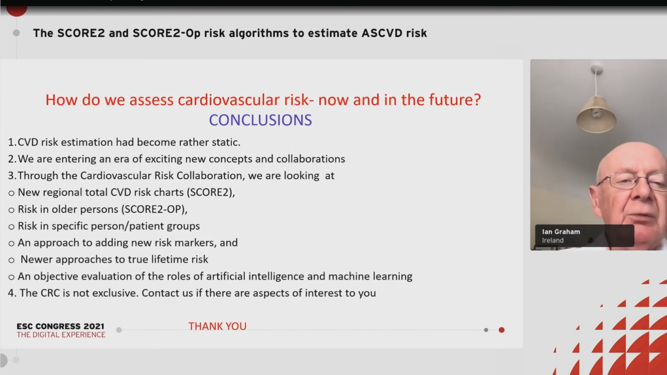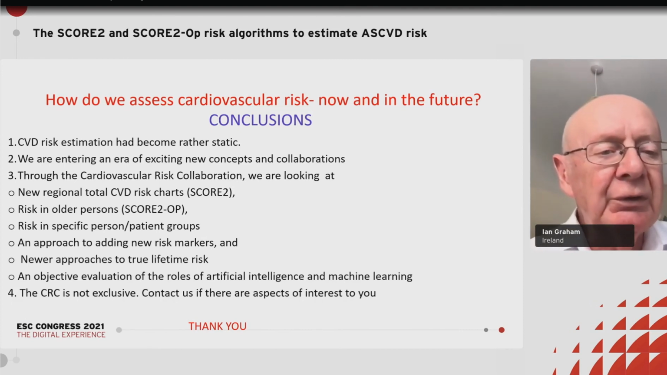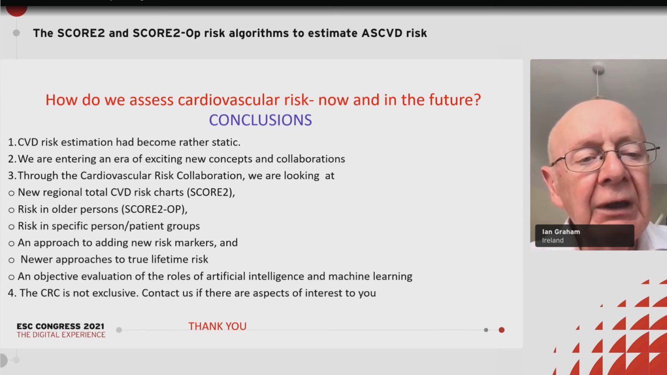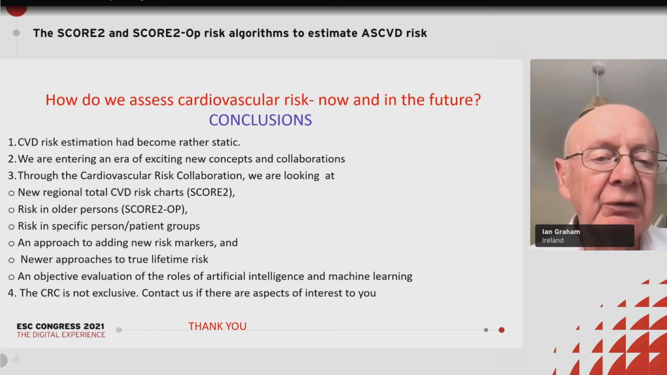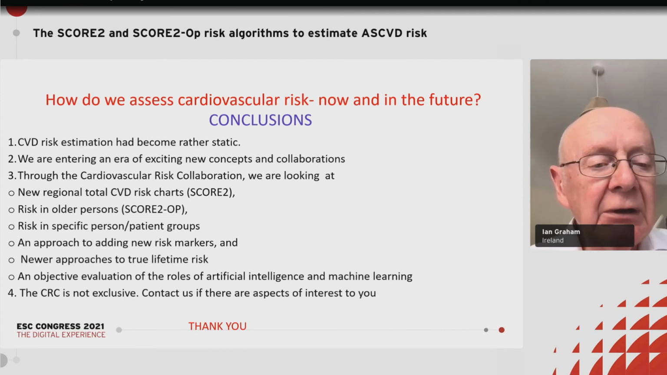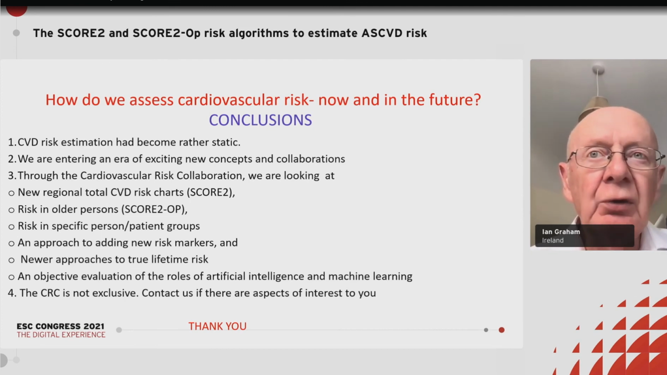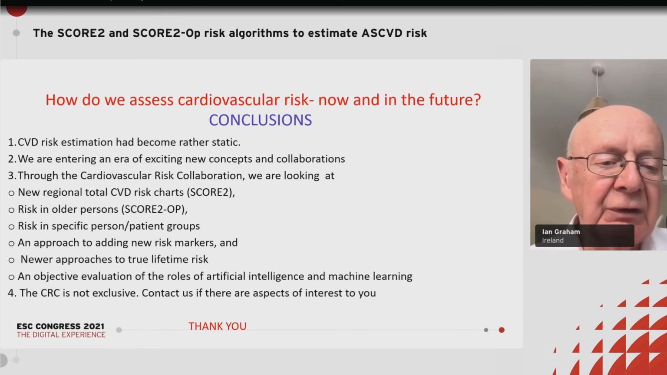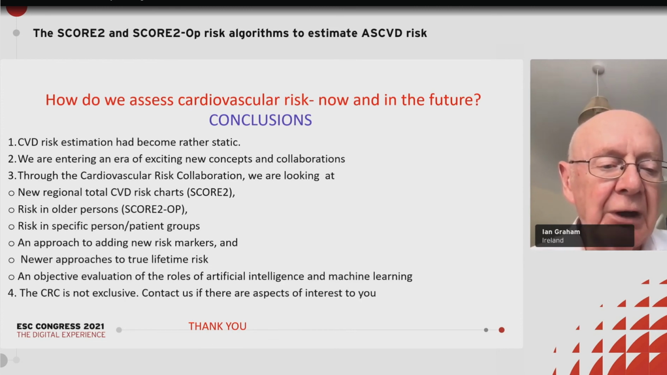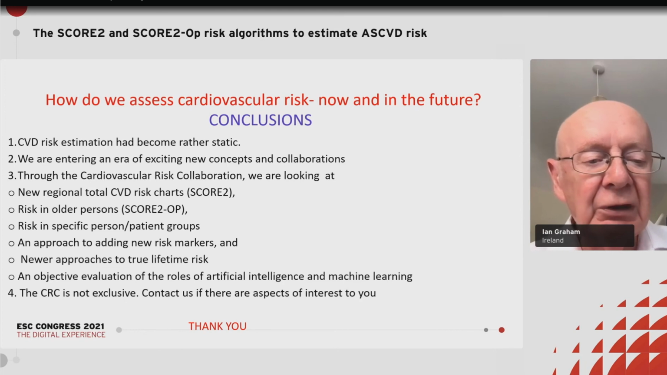So we felt at the beginning of this process, one of the reasons for the collaboration, that risk estimation had become maybe a little bit static. And there are certain limitations which we don't want to rehearse anymore at the moment, but we are entering an era of new concepts and new collaborations. So we're looking at new regional total risk charts, extending risk to older people, risk in specific person and patient groups like heart failure, atrial fibrillation, and so forth, adding in new risk markers and imaging. Our next immediate step is to start exploring true lifetime risk and how risk estimates in young people can be personalized. And in parallel, we'll be looking further at artificial intelligence and at machine learning.